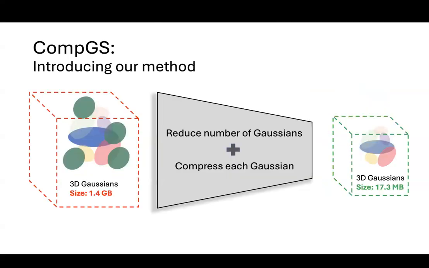This drawback of 3DGS inspired us to come up with our method, CompGS, to compress 3DGS by both reducing the total number of Gaussians in a scene and reducing the storage requirement for each Gaussian. It compresses 3DGS by 40 to 50 times and speeds up rendering time by 2 to 3 times with little drop in quality of rendered images.